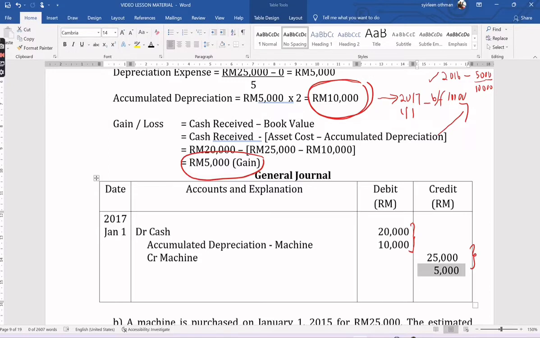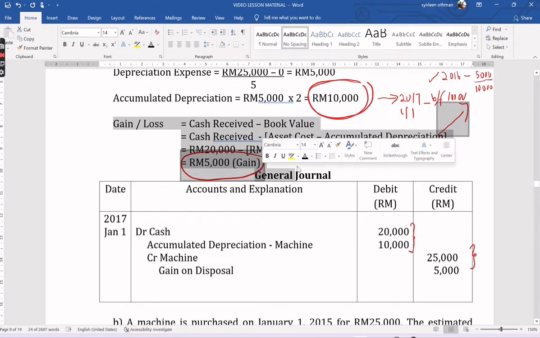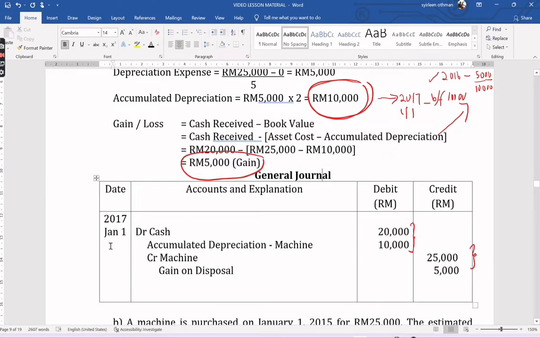So because it is revenue, that 5,000 is the gain on disposal. You can see here you have two accounts debited, and another two accounts credited. And this one you get through calculation. Either you do the calculation like above, or you just notice there is a shortfall.